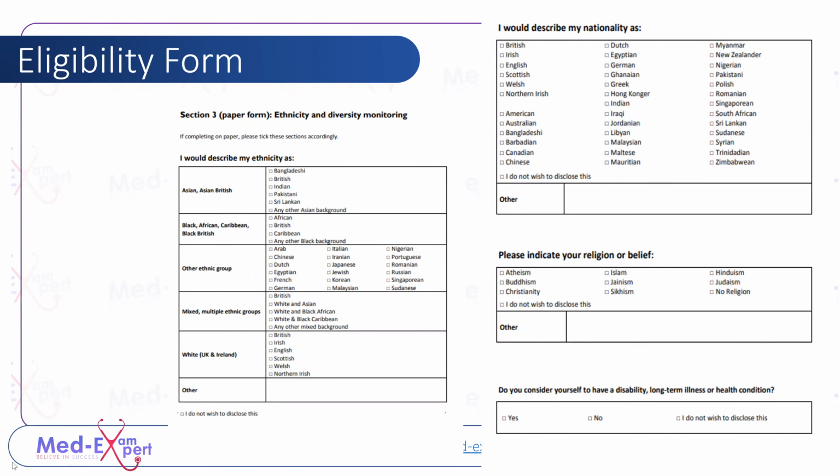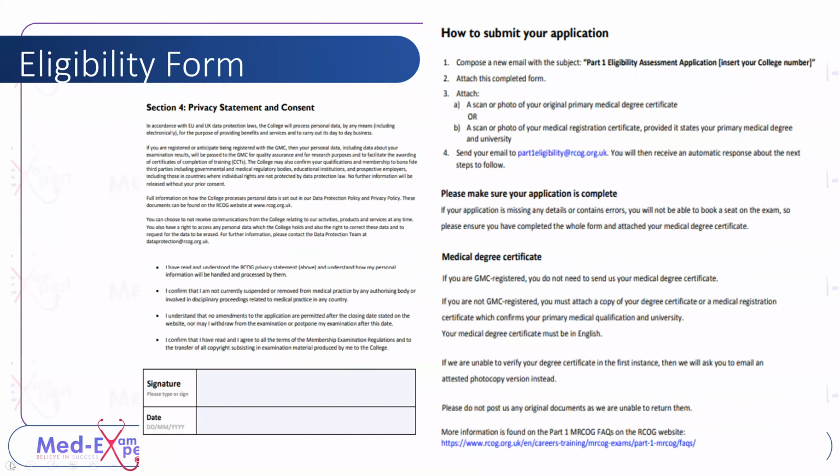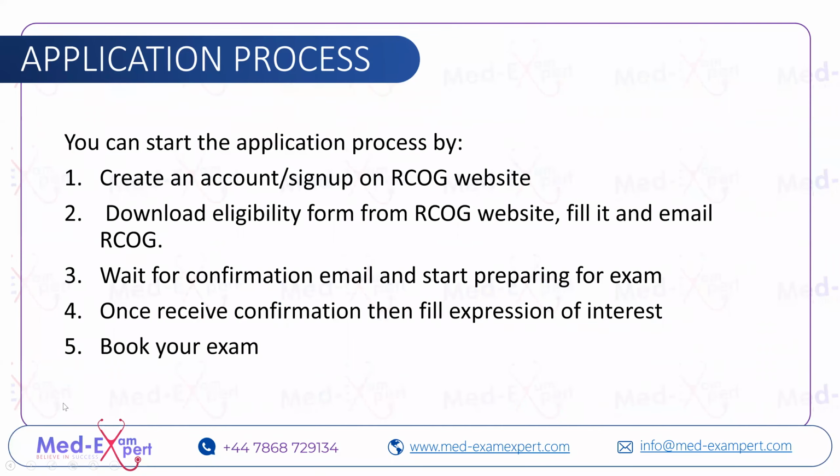Any doubts in filling the form, guys? Any doubts in filling in the form? Please feel free to let me know if all of you understood how to fill the form. Okay, that's a very good question, Basant. Yes, I'll also answer that.